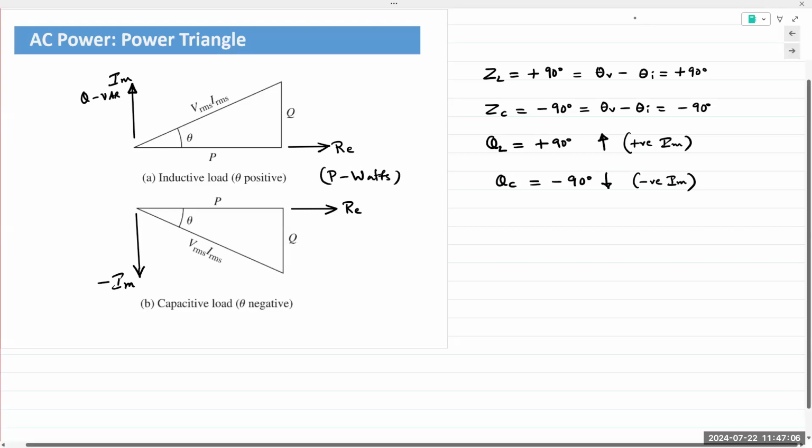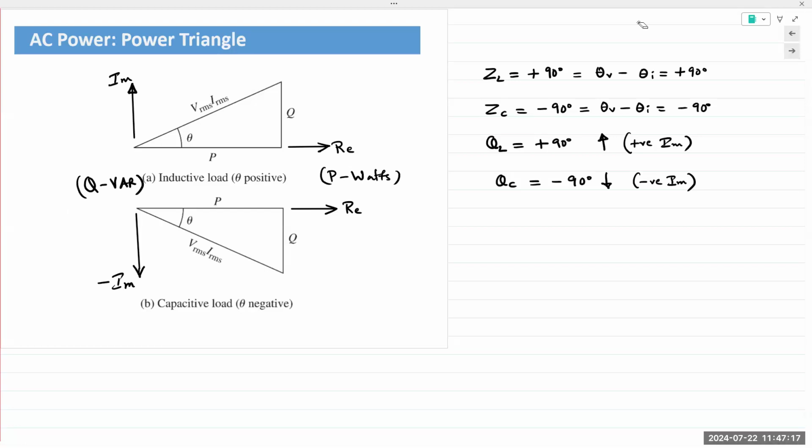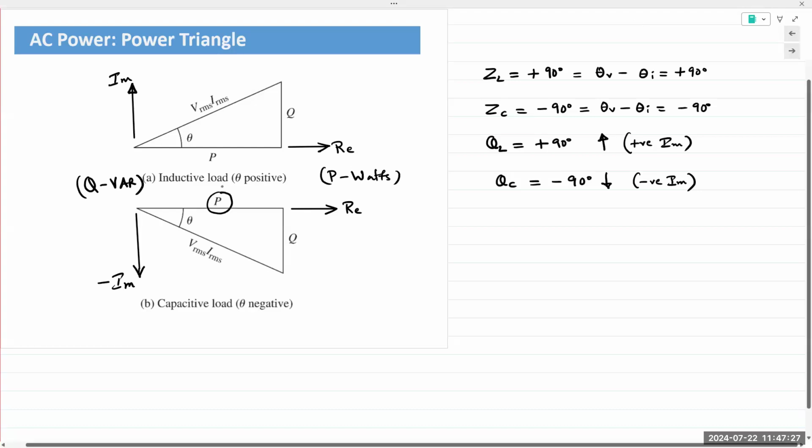So if you have a system that has inductors, capacitors, and resistors, and you plot the power for all three components on the same graph, P would be lying flat on the x-axis because it's real power associated with the resistance. It does not have any angle.